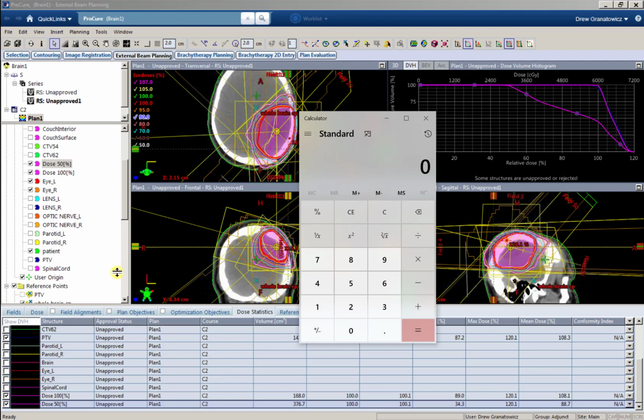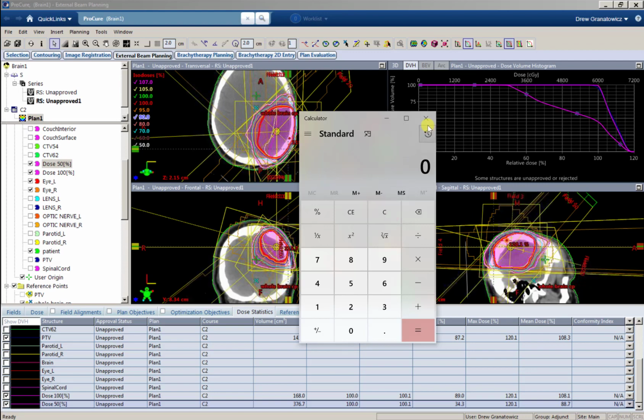All right, and then the gradient index is just your 50% volume. So 376.7 divided by your 100% volume, 168, 2.24. Okay, so you need to beat that number in order to get full points.